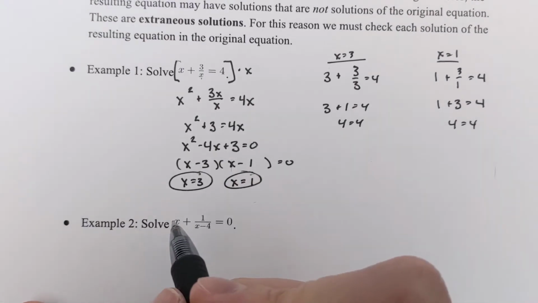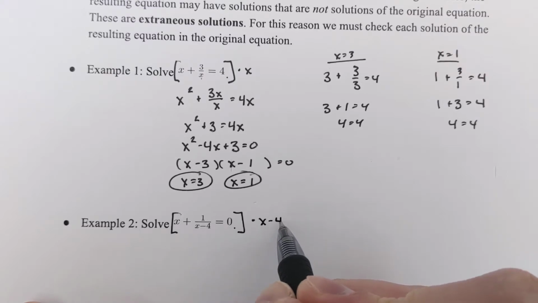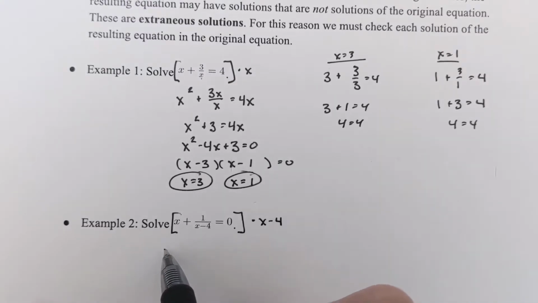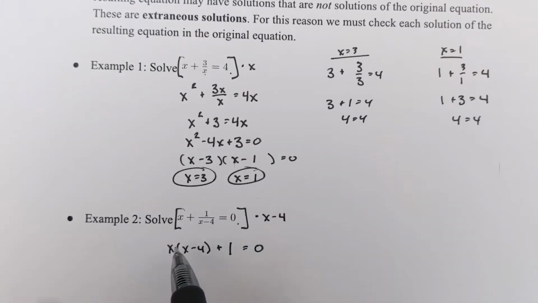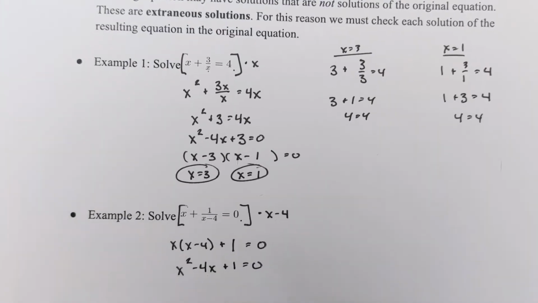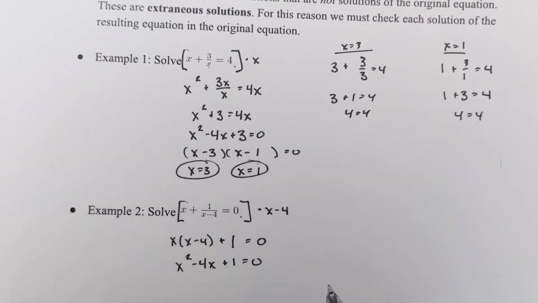So for example 2, there's only one denominator, so everybody gets multiplied by x minus 4. So x times x minus 4. I'm going to skip the intermediate step because this x minus 4 is going to cancel that x minus 4, leaving me just 1, the numerator, and 0 times anything is 0. So do your FOIL: x squared minus 4x plus 1 is equal to 0.